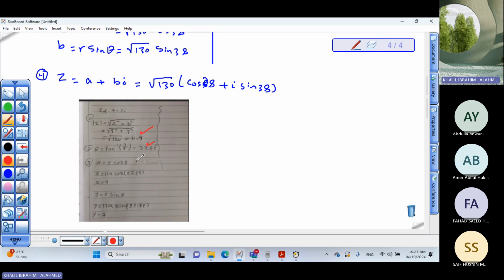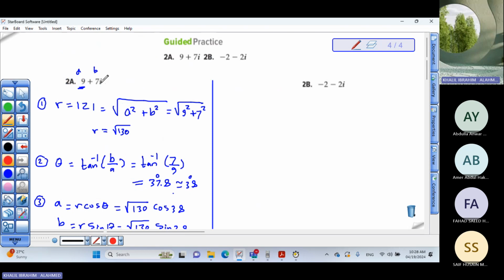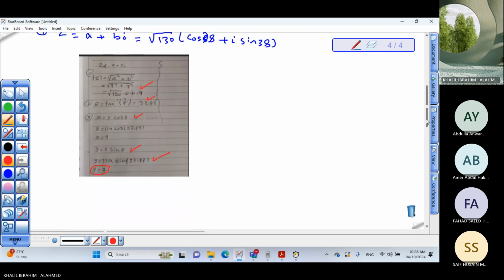R cosine theta, this is X, and Y is R sine theta, the same. Excellent. What is this? Is this Y equals 7? Yes. There's no need for this step, I think, because here Y is 7 and X is 9. No need to.